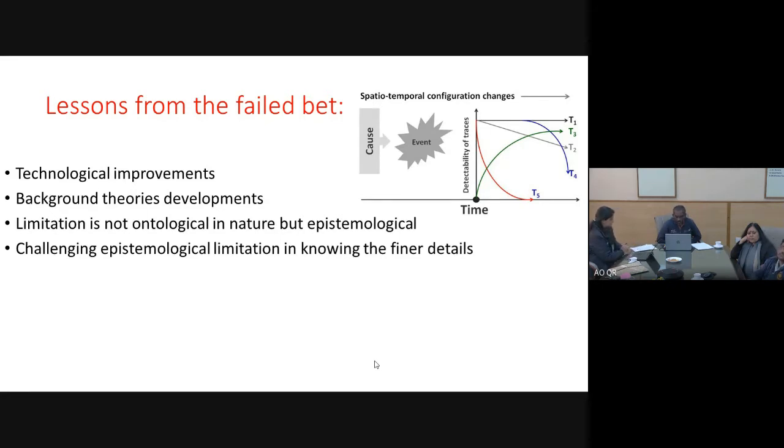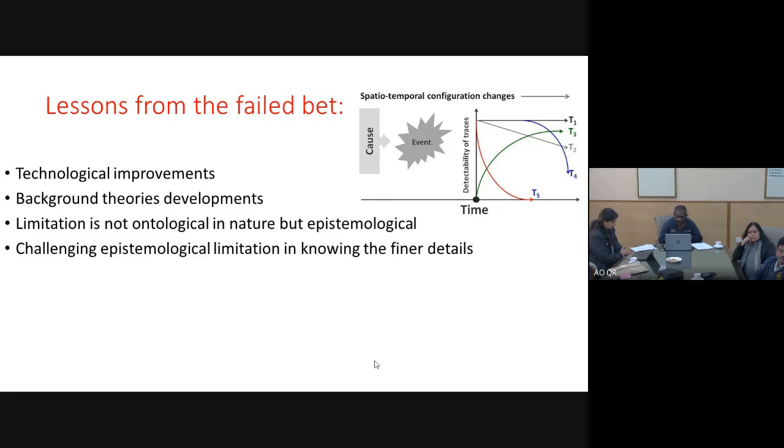What is epistemological? We have some problem in knowing. Not that by nature it is forbidden, but if we can have the appropriate background theories and appropriate technological improvements, then we can know what was forbidden earlier. Okay, so that is the main inference one can draw.